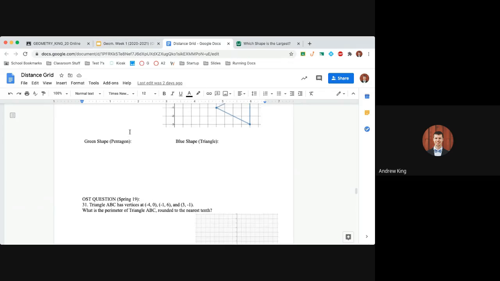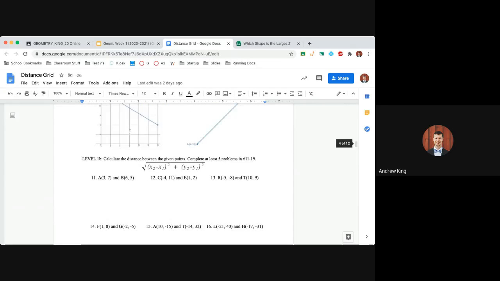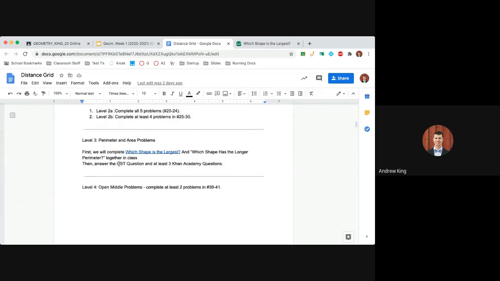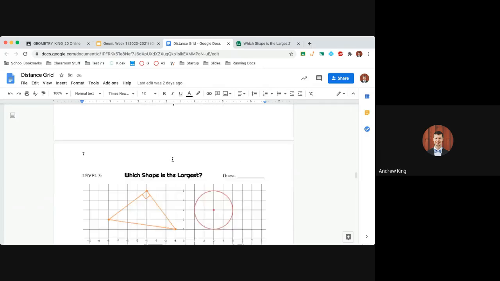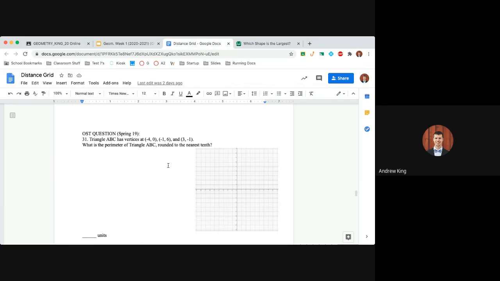So what you are doing for level 3, I have it written on page 2. So you can go back to page 2. You're going to answer the OST, that stands for Ohio State Test question, and at least 3 Khan Academy questions. So after you have watched this video, you're going to try out this number 31. This was on the spring of 2019 Ohio Geometry State Test. So it's pretty similar to what we just did. You're going to try that, graphing the points and then finding the perimeter of that triangle.